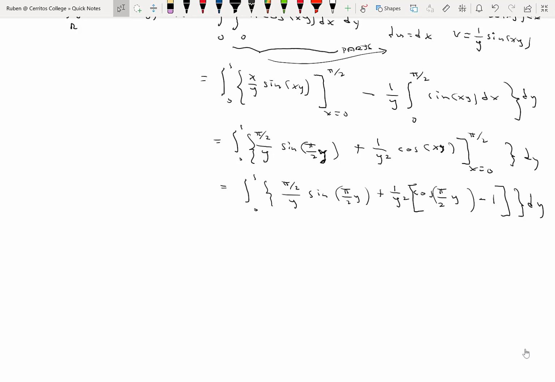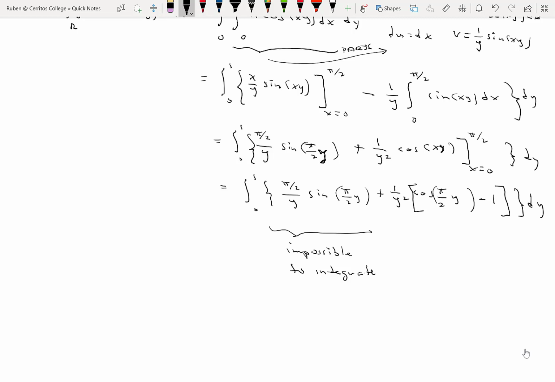This is impossible. The first integral, actually the first and second integrals, they're both impossible. Impossible to integrate using the fundamental theorem. It's absolutely impossible to integrate the sine of a constant times y over y. This is impossible, cannot be done.